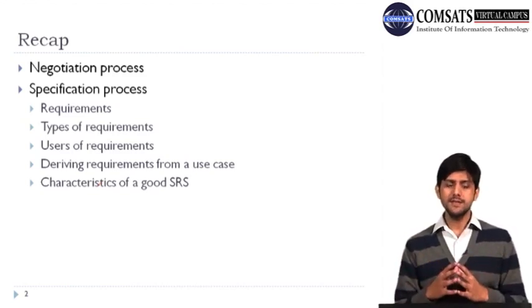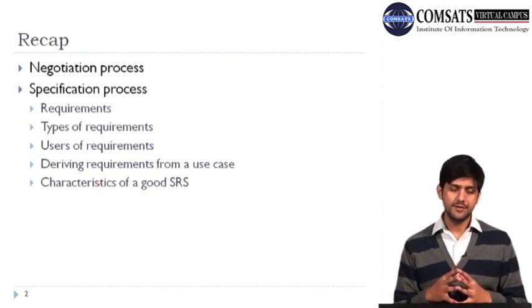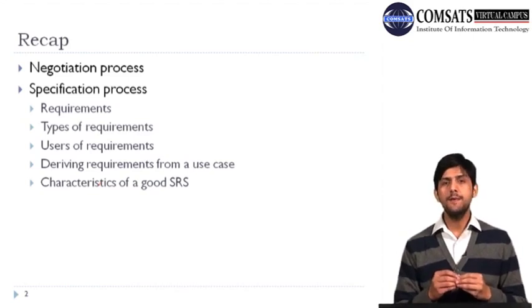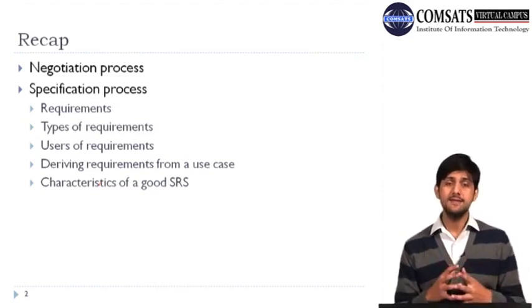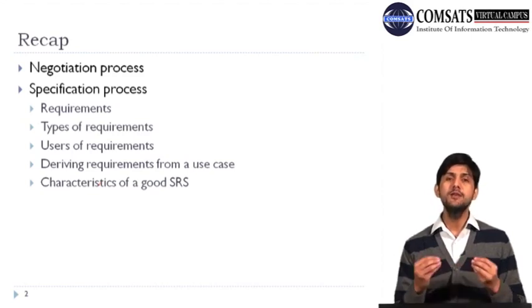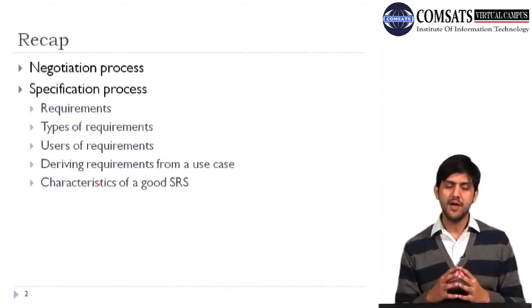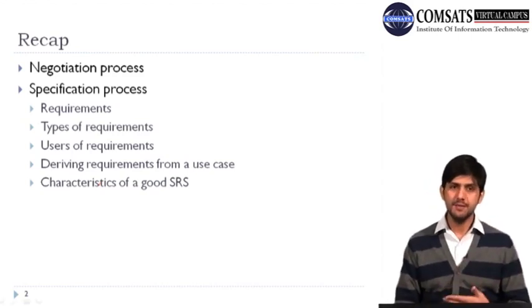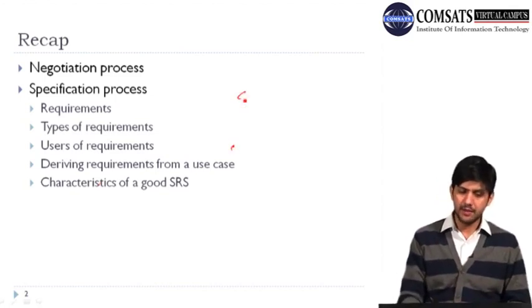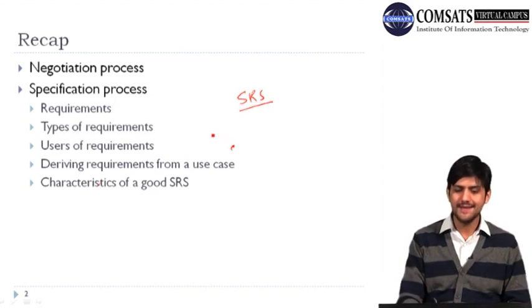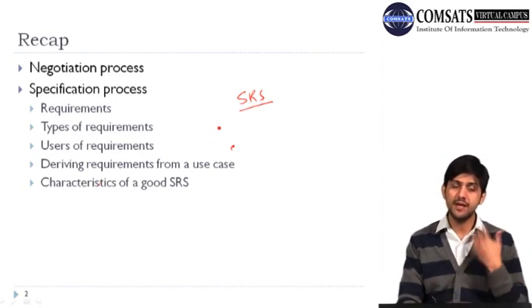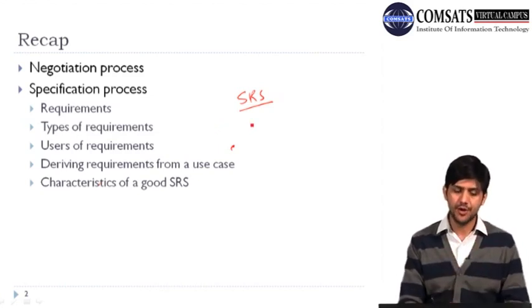Then in our last lecture, we started the next sub-process of the software requirements engineering process, the specification process. It is one of the most important processes, if not the most important, because it produces one of the most important documents of a software project, the software requirement specification document. The SRS document is a deliverable, or work product, of this specification process. That's why I say specification is one of the most important processes.